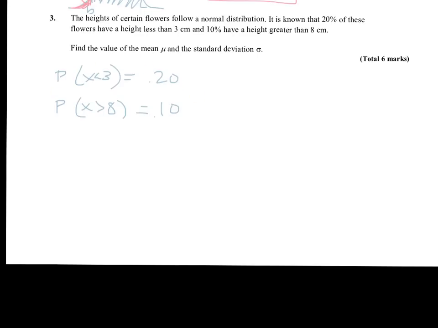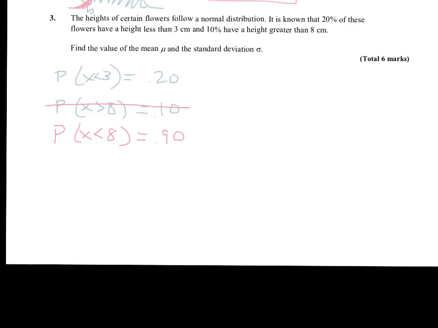Now, I am going to cross this out because before we can move on with this problem, we need to change it to a less than. Okay? Because we're going to do an inverse normal eventually. So, probability of x is greater than 8 is 0.10. That means that the probability of x being less than 8 must be 0.9.